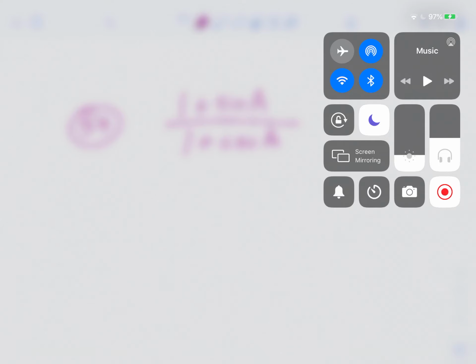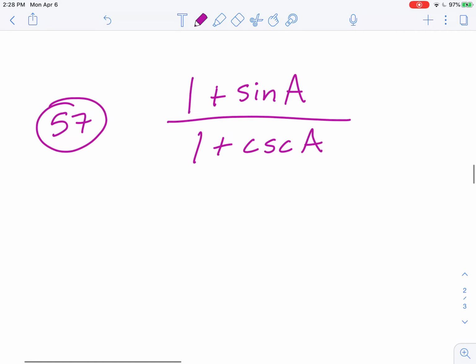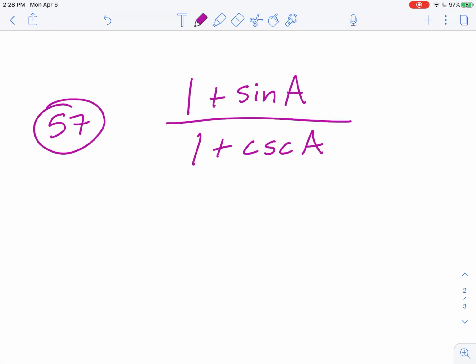And here's what I expect on your 2-minute video. Use correct vocabulary, talk me through the algebra, and it'll look something like this. Hi everybody, my name is Mr. KORPI and I'm doing problem number 57. I have 1 plus sine of an angle A over 1 plus cosecant of an angle A, and I'm going to simplify this all the way down to a single trig power of a single trig function for you.